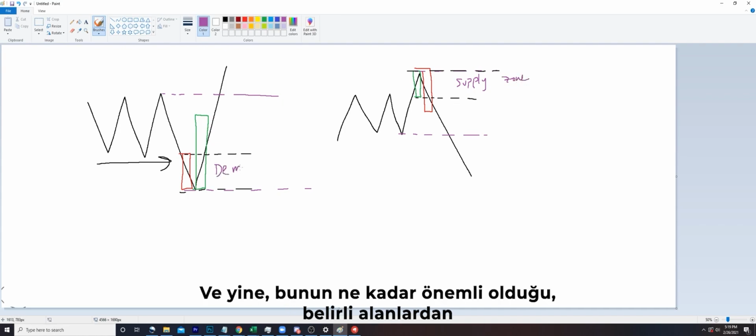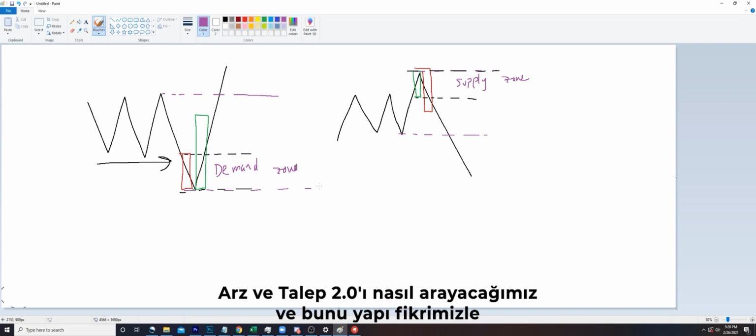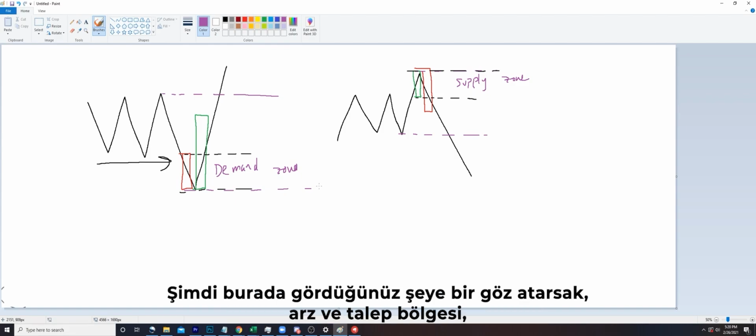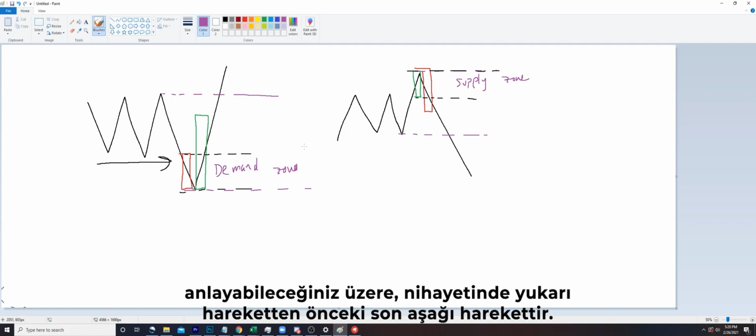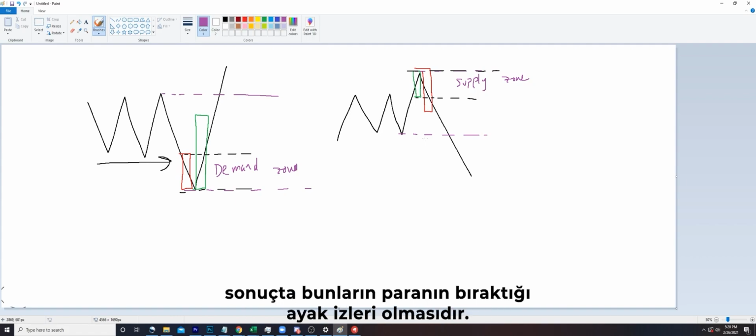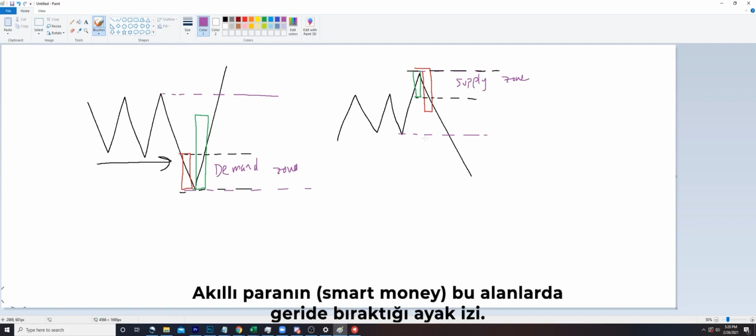And again, we're going to get much more in depth on this and how they're important, how to look for supply and demand zone 2.0 off of certain areas, and how to partner that with your idea of structure and everything of that sort. Now, as we take a look at what you see here, a supply and demand zone, as you guys can understand, is ultimately the last down move before the up move and the last up move before the down move. The reason they are called this, and the reason we are interested in these, is because they are ultimately the footprint of smart money that they've left behind in these areas.